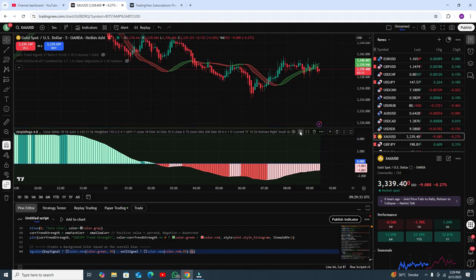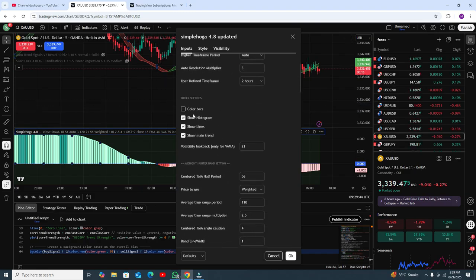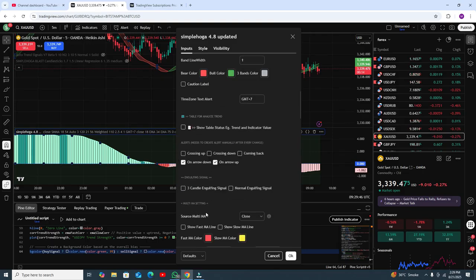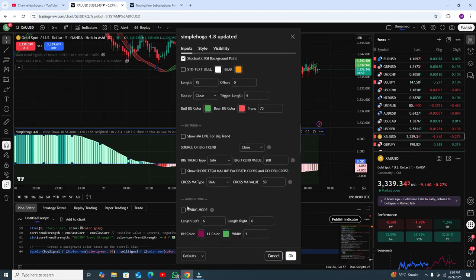You just need to do the settings. Here we got the settings. Set fast length to 18 and slow length to 54. Uncheck this table. Uncheck the in-filling signal if you want. This is actually a good signal, and let me show you the signals. The second thing, if you want, that is also okay, the fast MA line and slow MA line, and the RSI value should be 75, and uncheck this swing mode.